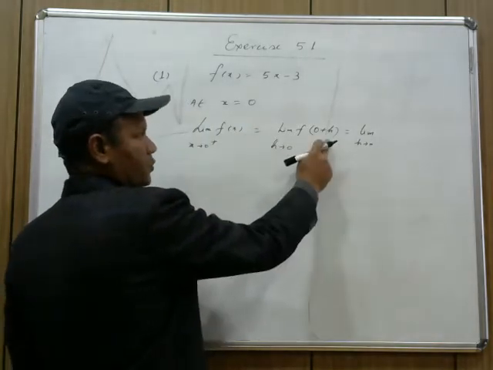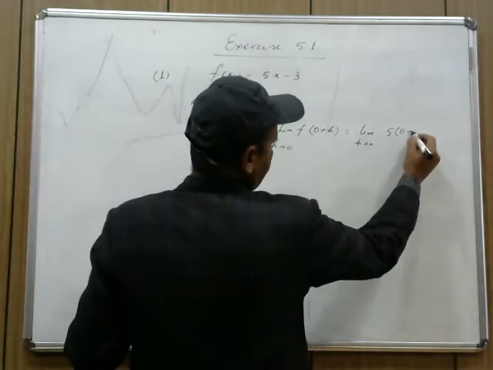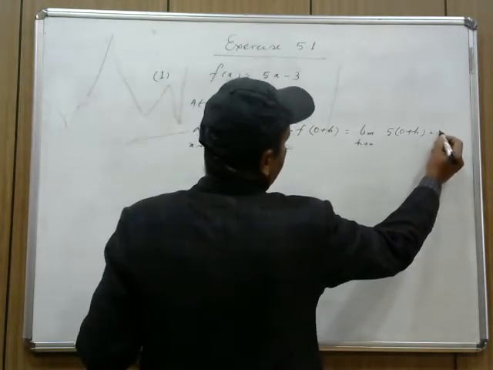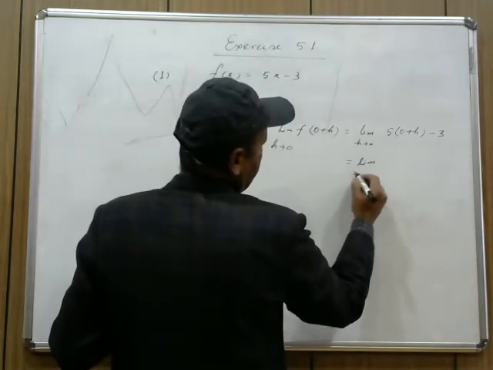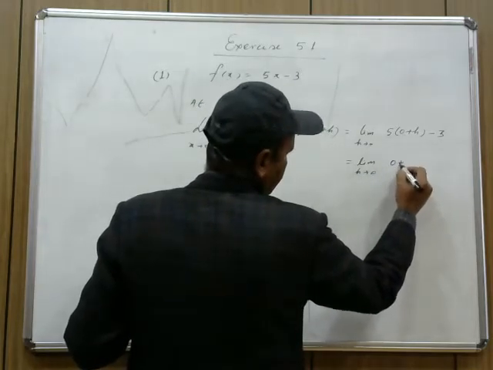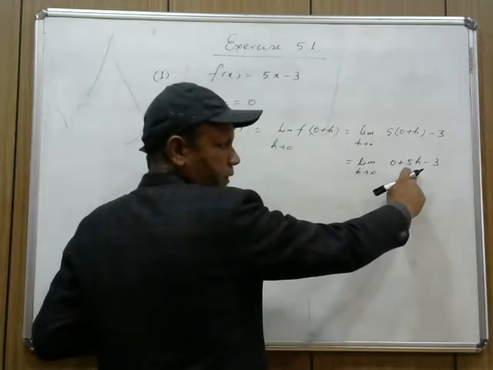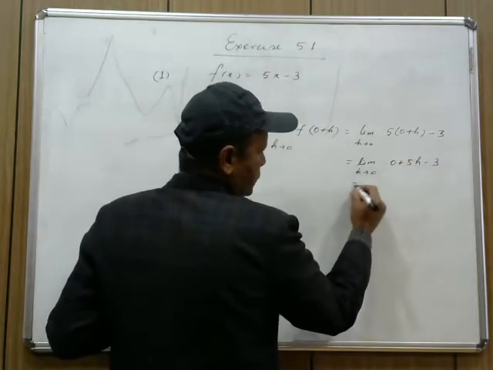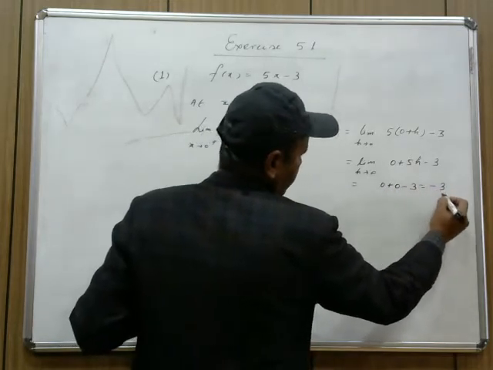X will be replaced by 0 plus h wherever we have x. Now 5 into 0 plus h minus 3. This will give you limit h tends to 0, 5 into 0 plus 5h minus 3. Now h tends to 0. If I put h equal to 0, this also becomes 0, and that equals 0 plus 0 minus 3, and that is equal to minus 3.